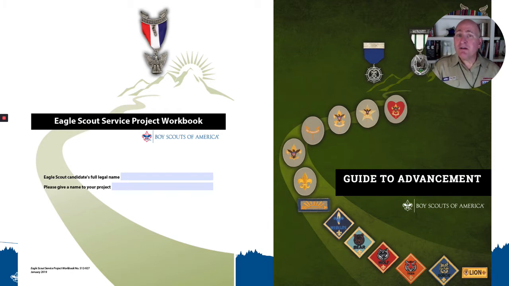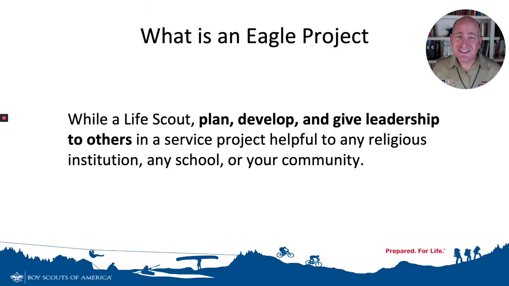Now, most people never use the other document on your right, the Guide to Advancement, which you can also download from scouting.org. But this is the official document that lays out all the ground rules for advancement for the Boy Scouts of America. And if you have questions that aren't in the Eagle Project Workbook and you want the official answer that everyone should follow, you should find it there.